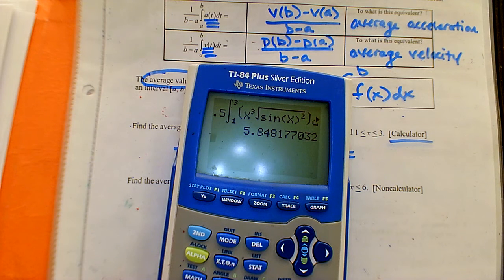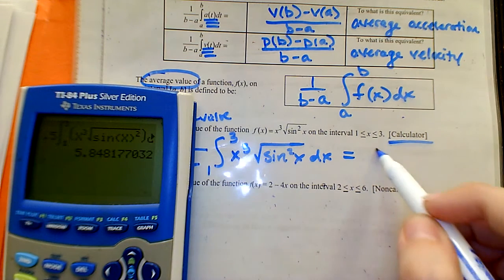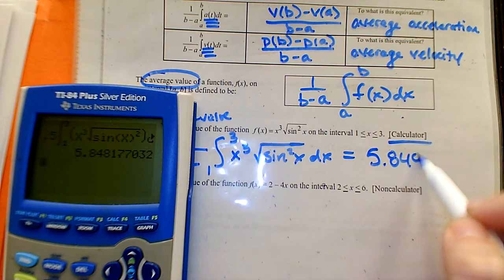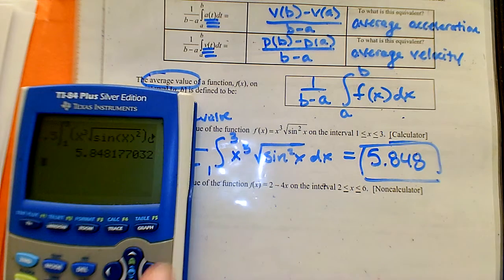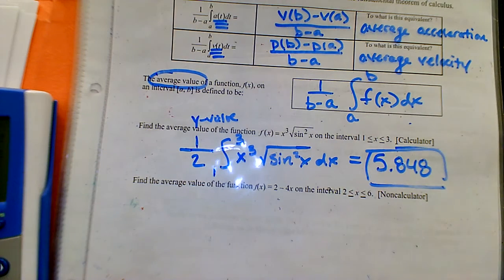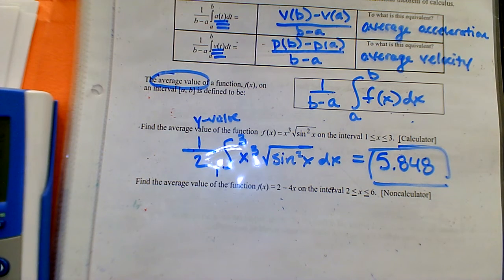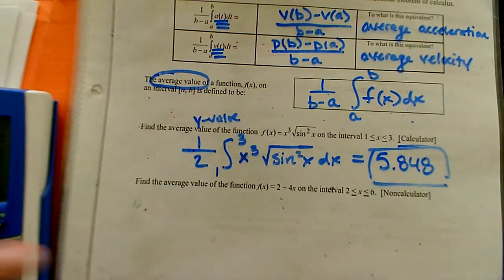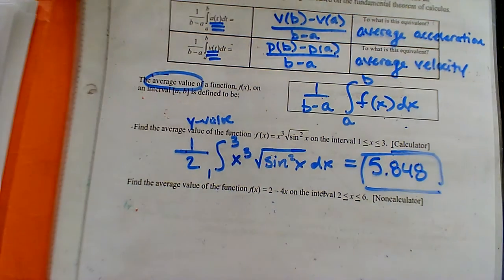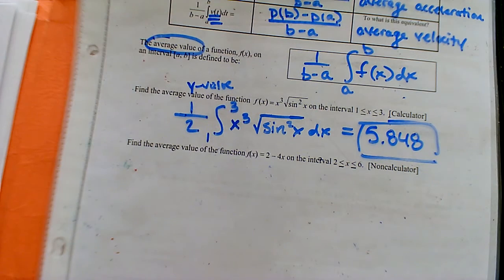Looks like we have 5.848. Okay, so the average y value from 1 to 3 is 5.848. You might have some y's less than that, some y values more than that, but this is an average. Okay, the average y value of that function.